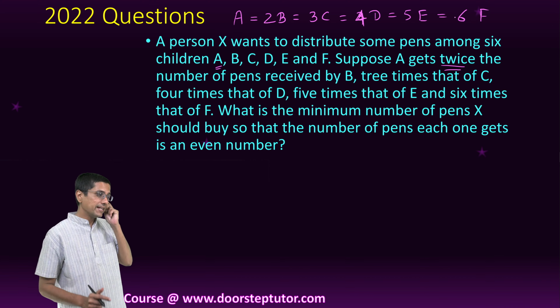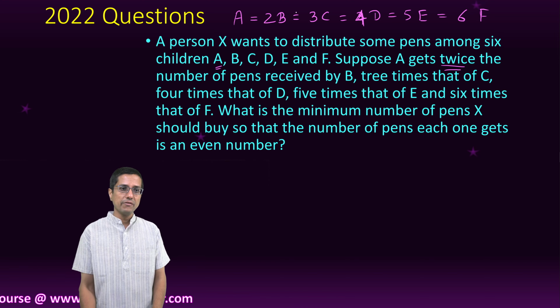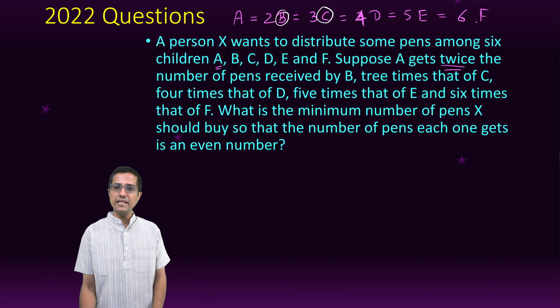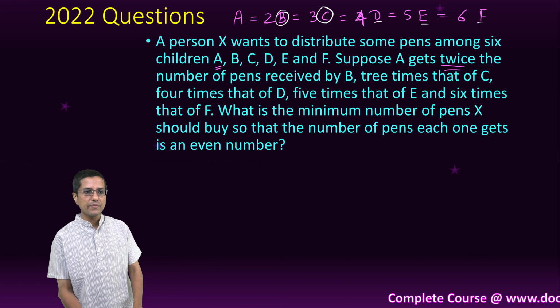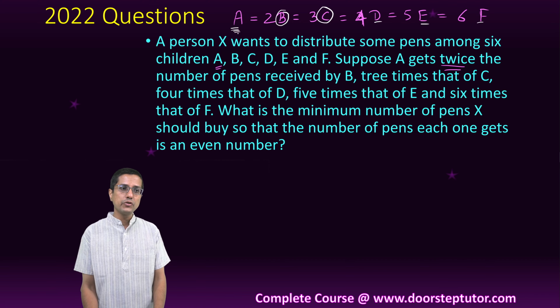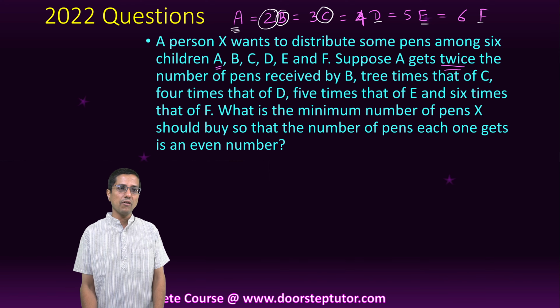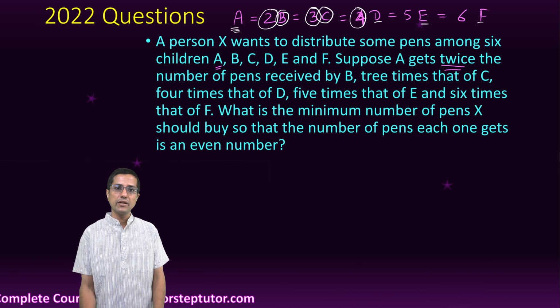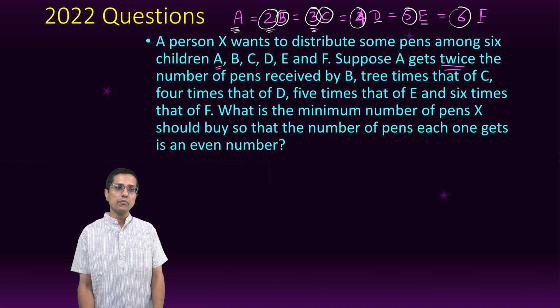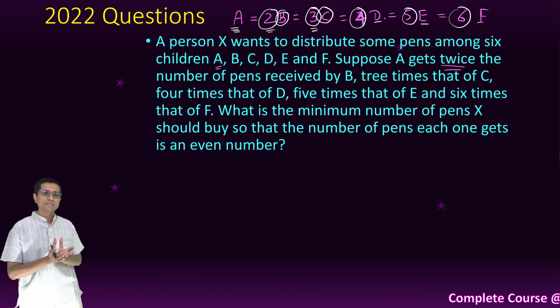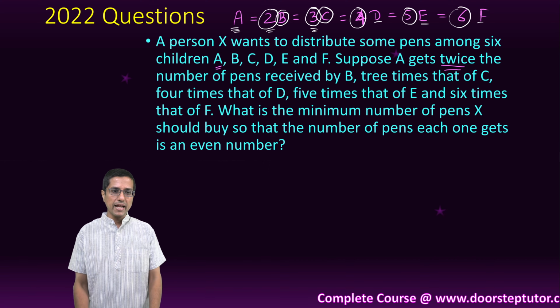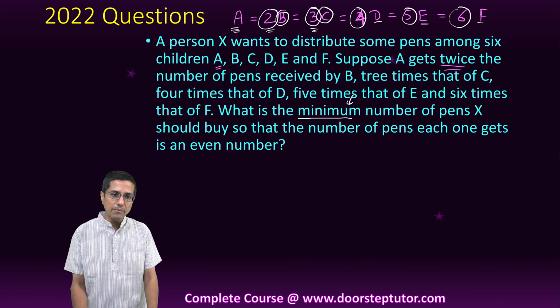Now note that the number of pens cannot be a fraction, which means that B, C, D, E and F have to be natural numbers. This essentially means that A should be a multiple of all of these: 2, 3, 4, 5 and 6. Only if A is a multiple of all of these numbers would B, C, D, E and F be natural numbers. So A has to be a multiple of these numbers, and A also has to be the minimum number, the minimum multiple.